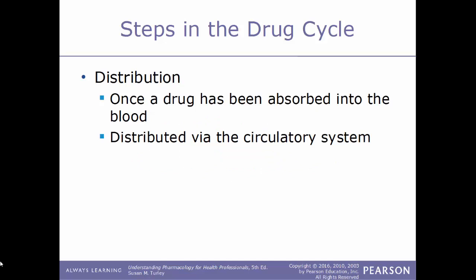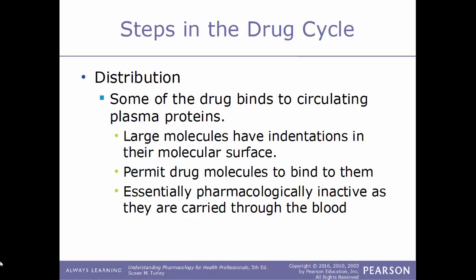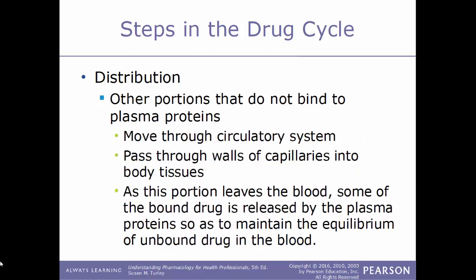This occurs after a drug has been absorbed into the bloodstream, and the drug is then distributed via the circulatory system. Now, some of the drugs will bind to circulating plasma protein. Larger molecules will have indentations in their molecular surface, and these indentations allow drug molecules to bind to them. And these are essentially pharmacologically inactive, as they are carried throughout the blood. Other portions that do not bind to plasma protein will move through the circulatory system, and they'll pass through walls of capillaries into body tissues, and as this portion leaves the blood, some of the bound drug is released by the plasma proteins, so as to maintain the equilibrium of the unbound drug in the blood.